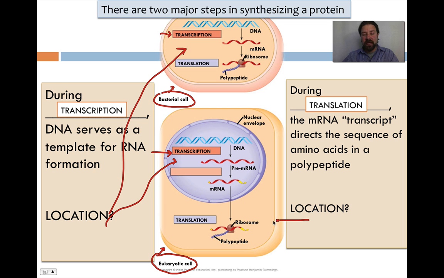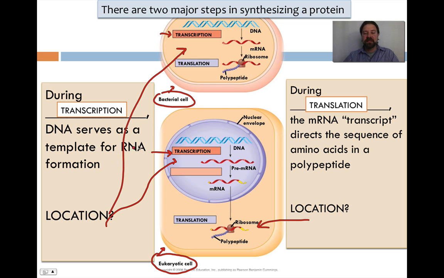So translation occurs in the cytoplasm of a eukaryotic cell and in the cytoplasm of a prokaryotic cell.